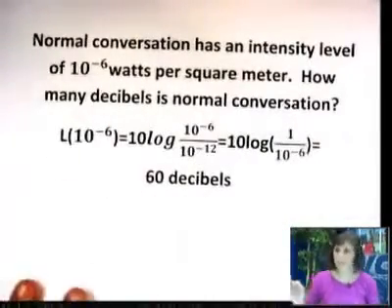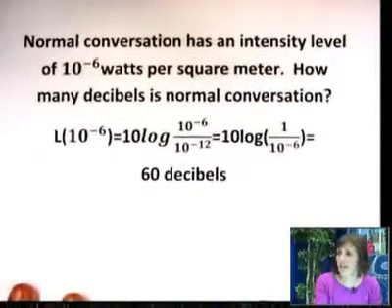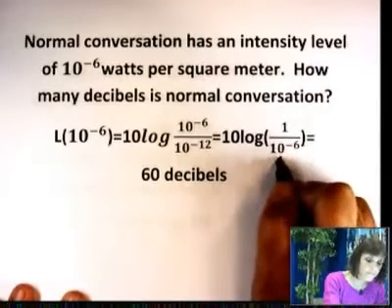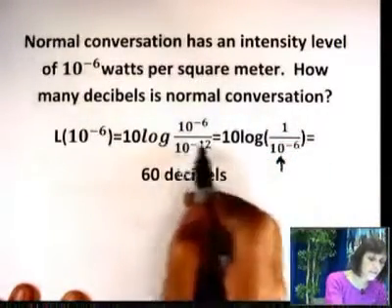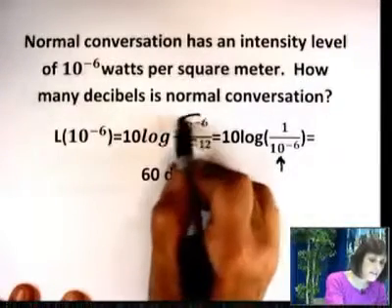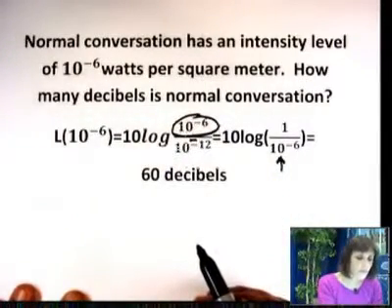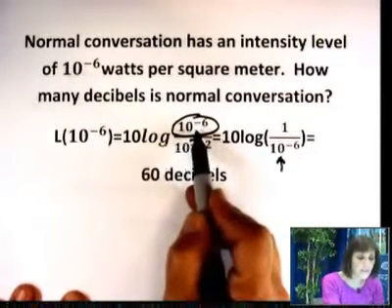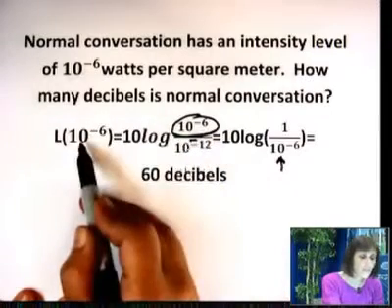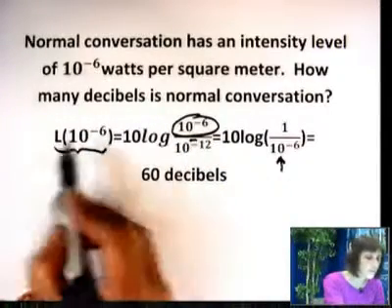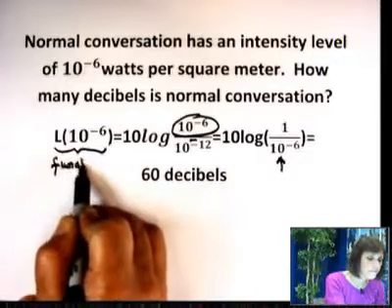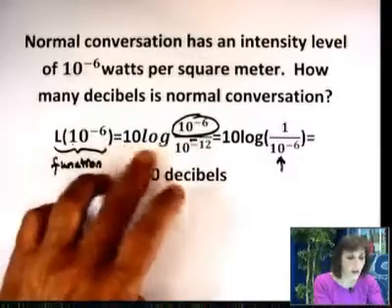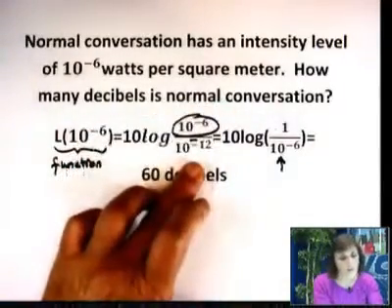All right, let's look at it. Normal conversation has an intensity level of 10 to the minus 6 watts per square meter. How many decibels is normal conversation? I put 10 to the minus 6 here, and I'm looking for L. This is the function notation. So I simply put L equals 10 times log of 10 to the minus 6, and this is already in the formula.